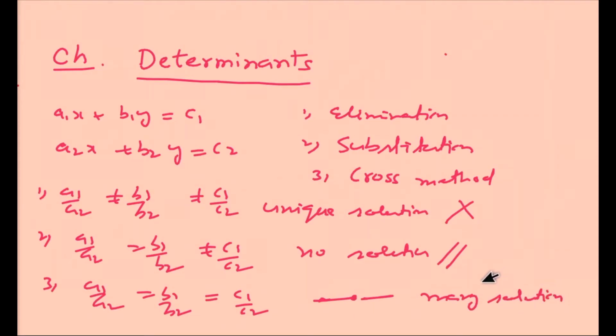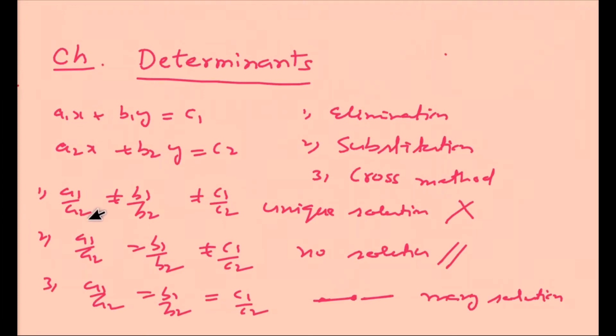Right? So we are talking about this point. If we check this, we can say that there is a unique solution, or no solution, or using this we can say many solutions. Now this phenomenon I will relate with this word determinant.